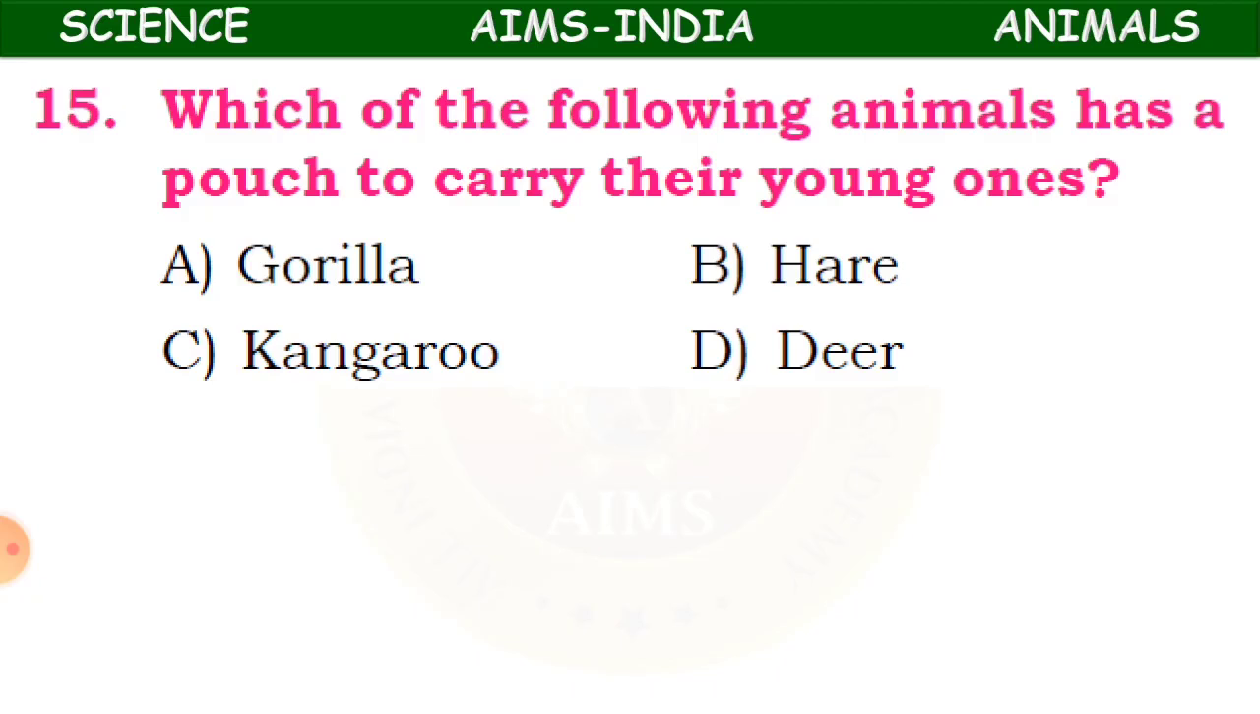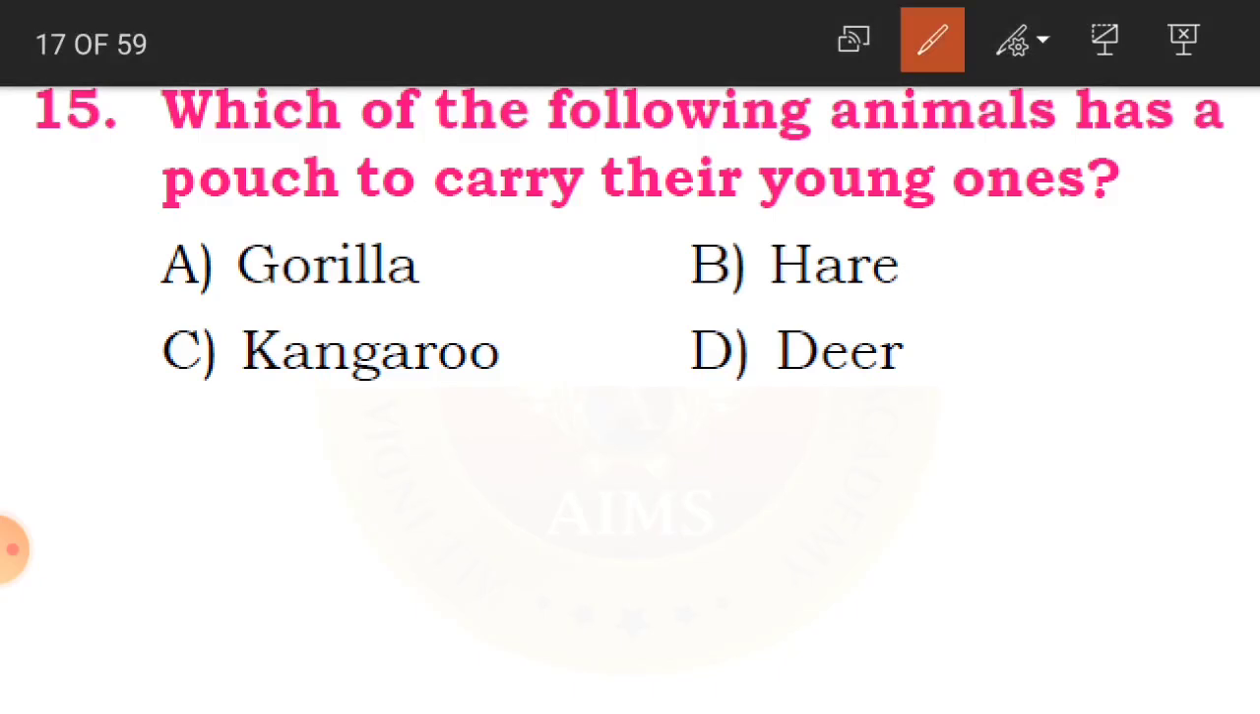Clear? Which one of the following animals has a pouch to carry their young ones? We have already learnt this. So which one? A, gorilla, B, hare, C, kangaroo and D, deer. Okay. Gorilla, you know, it's just like a chimpanzee. Hare is like a rabbit. Kangaroo, you know, and deer. Okay. Which one has got a pouch? Yes, it is C option, children, kangaroo.